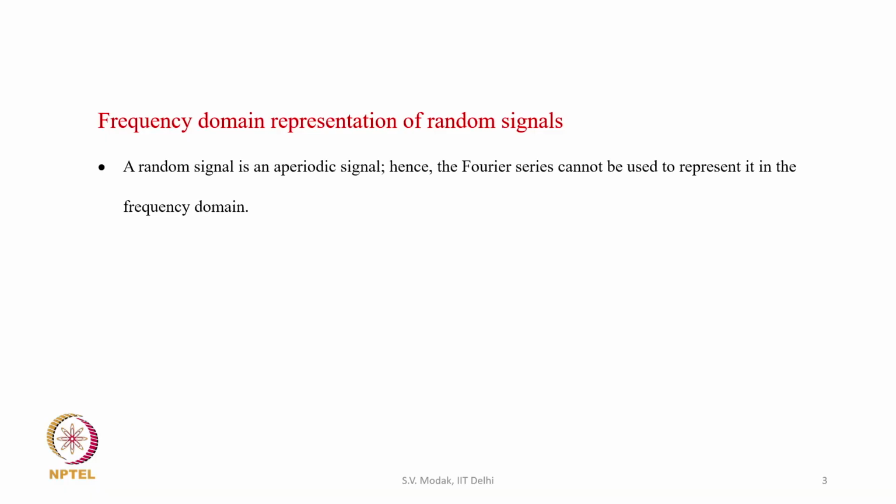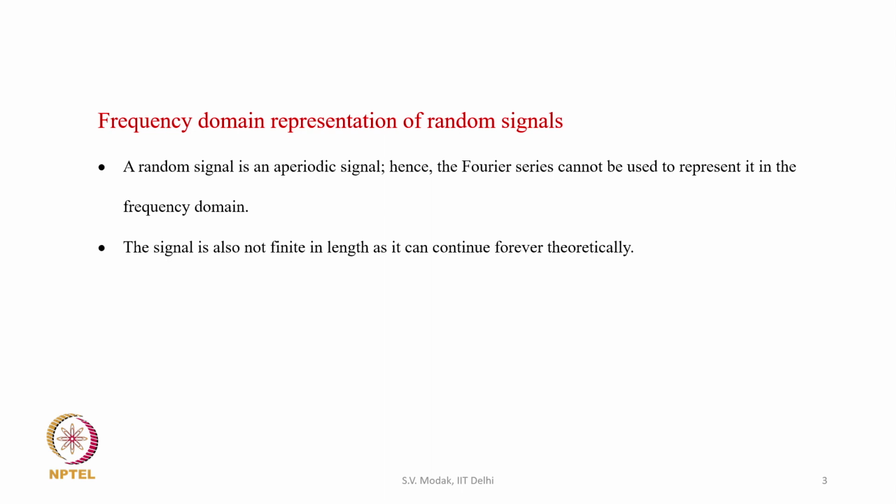A random signal is an aperiodic signal because it does not repeat, right, and therefore we cannot use Fourier series expansion to represent the signal in the frequency domain. For example, earlier we studied that Fourier series can be used to represent the frequency domain representation of a periodic signal. But because a random signal is not periodic, it is an aperiodic signal, we can't use Fourier series expansion.